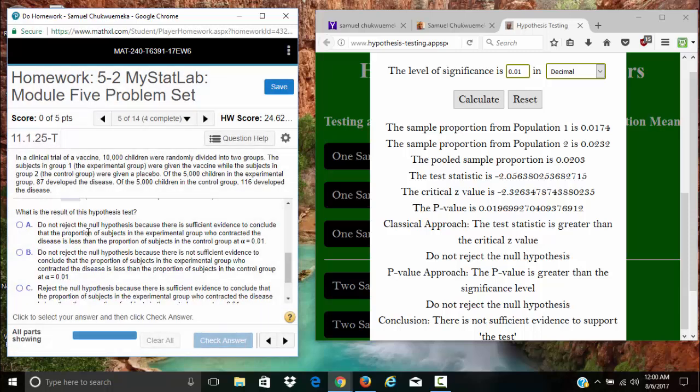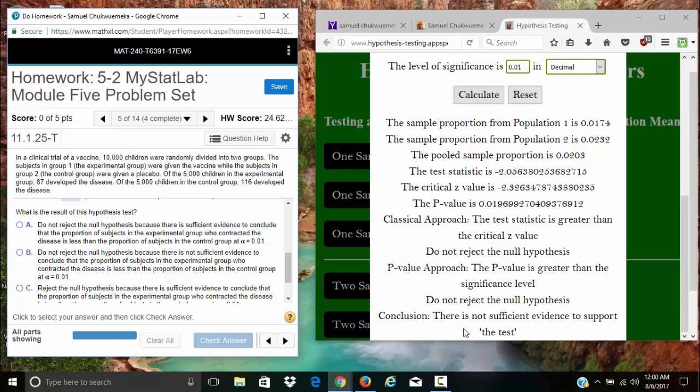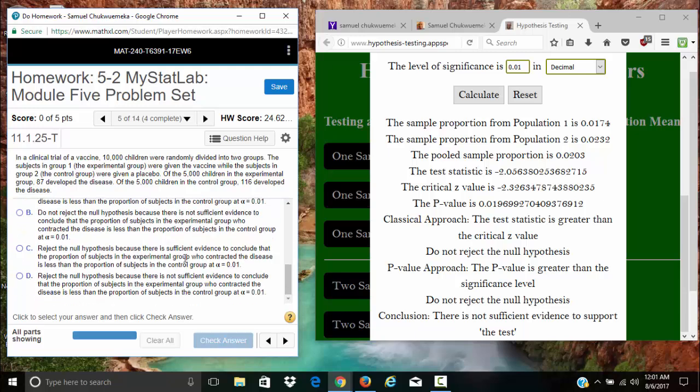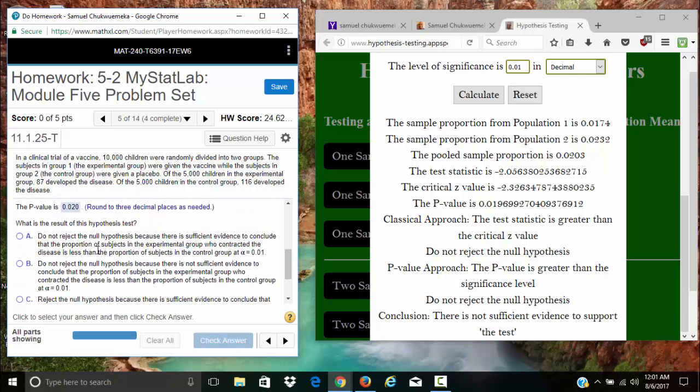And the result of the hypothesis test: do not reject the null. There is not sufficient evidence to support the claim. So we're looking at options A and B. Option A says do not reject the null because there is sufficient evidence. That's for A.